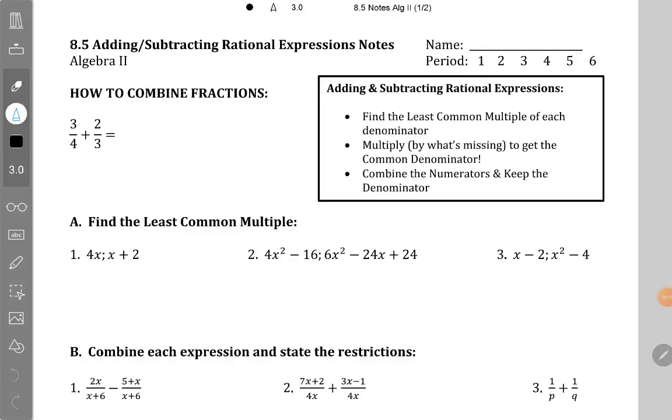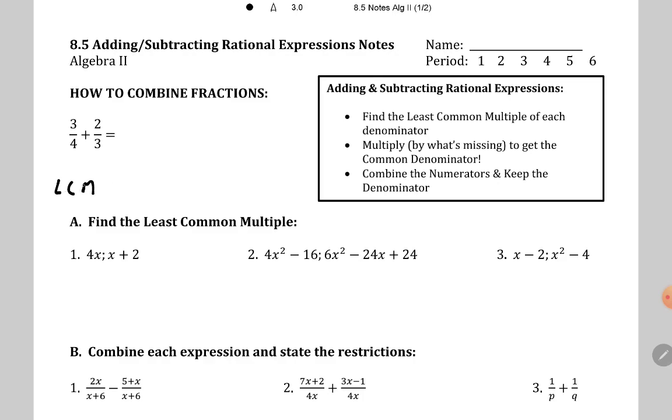In Algebra 2, we're going to be looking at adding and subtracting rational expressions. Because they closely resemble adding or subtracting fractions, remember that when we add and subtract fractions, we need a lowest common denominator, or we need to find the lowest common multiple between the two denominators. So we look at 4 and 3. Multiples of 4: 4, 8, 12. Multiples of 3: 3, 6, 9, 12. The lowest common multiple is 12.